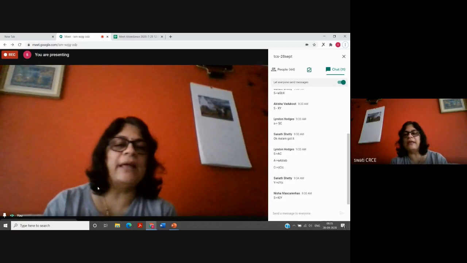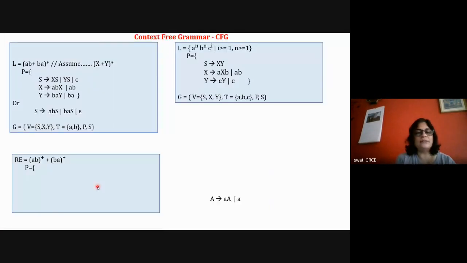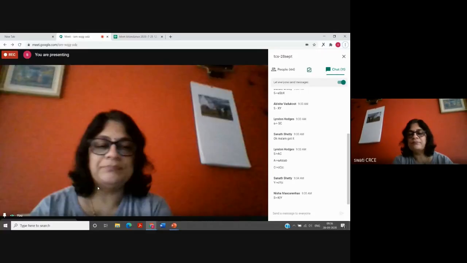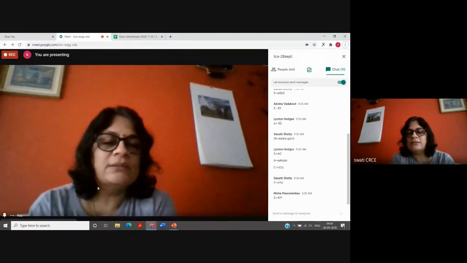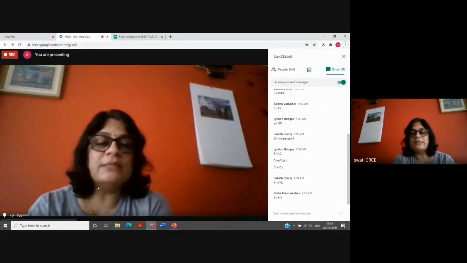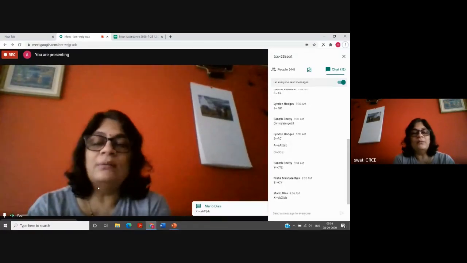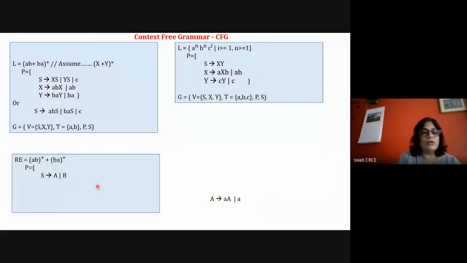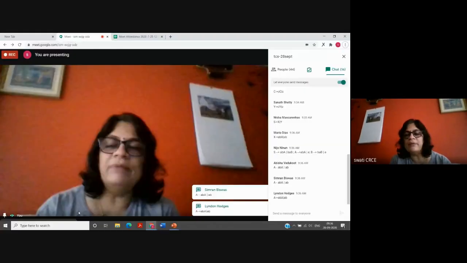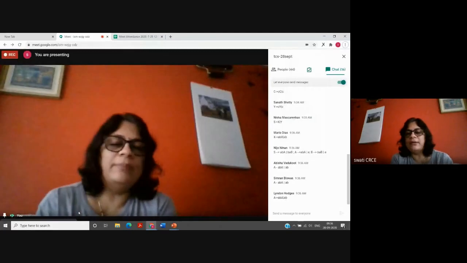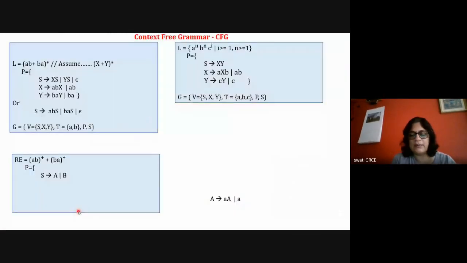S is equal to either X or Y. So I'm saying S is equal to either A or B. Now what will be capital A? Capital A is AB plus. So this problem is similar to A raised to N, where N is greater than or equal to 1. So capital A will be equal to AB capital A or AB, correct.